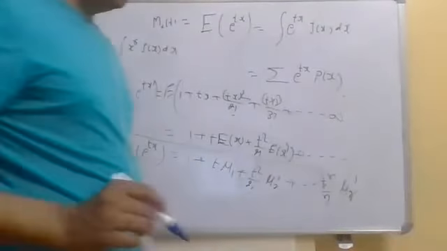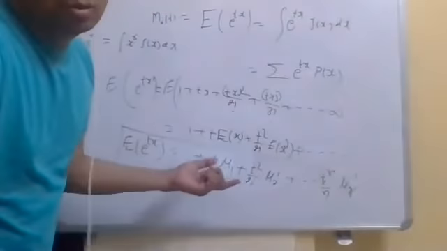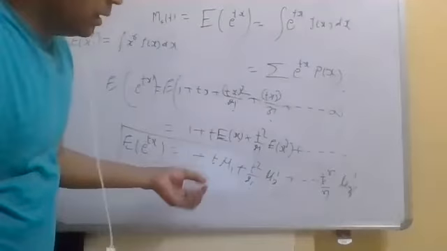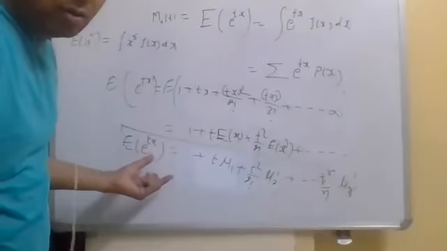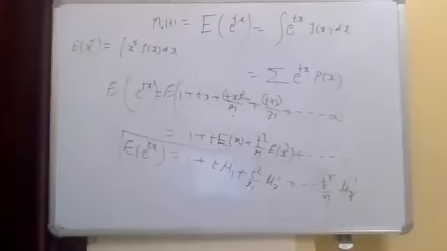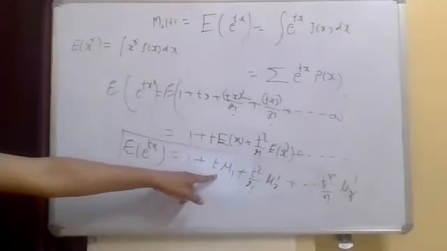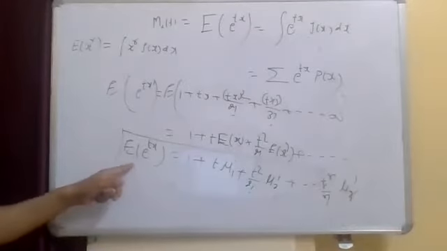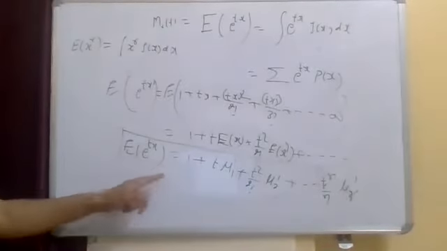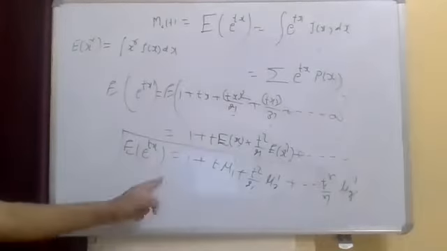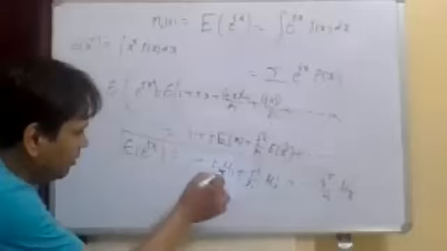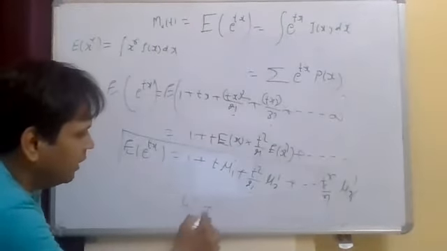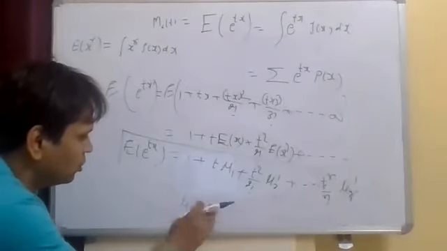Suppose t equal to 0, then it will be the value 1. Suppose we want to find mu1 dash. Then what do we have to do here? Just differentiate this equation on both sides with respect to t. It will be mu1 dash, and the remaining terms just put t equal to 0. So it should be mu1 dash.